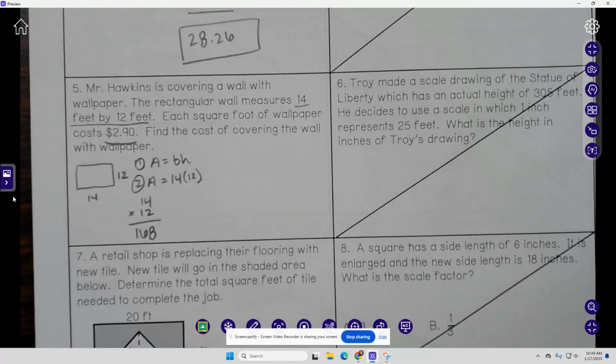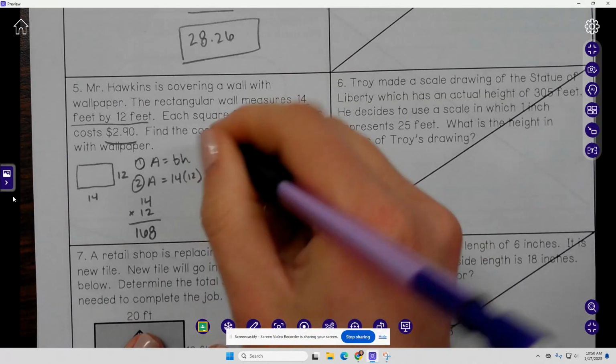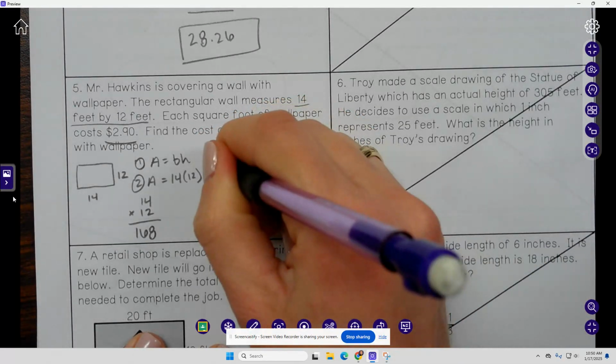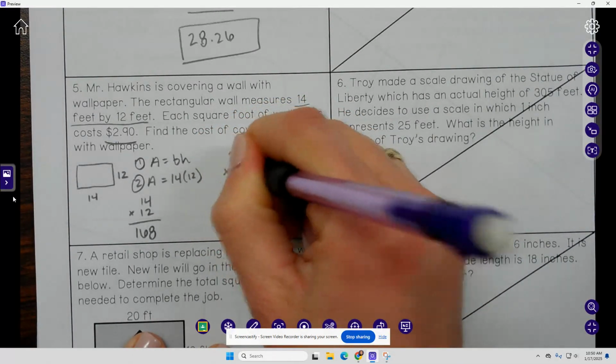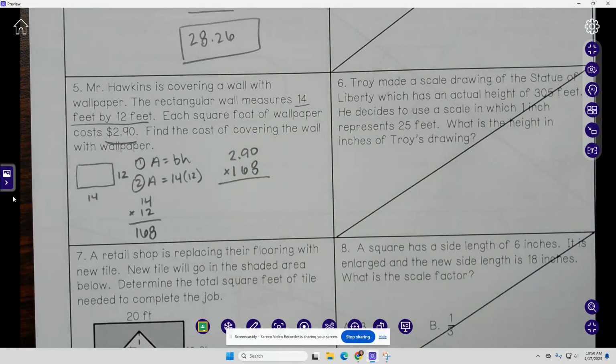Now that is not our final answer because each square foot of wallpaper costs $2.90. So now I have to do 290 times 168. So go ahead and pause and solve that. And once you unpause, I will have your answer ready for you.